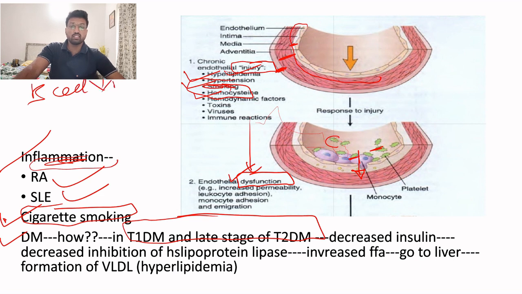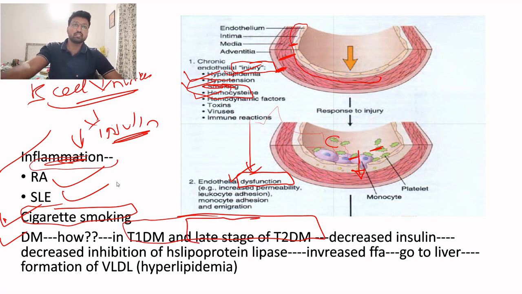So what happens when the beta cells will decrease in number? It will lead to a decrease in the insulin. So initially there is an increase in the insulin, but later on in the late stage of type 2 diabetes, there is a decrease in insulin. In type 1 diabetes, we know there are no beta cells. Since there are no beta cells, there is no insulin. So whenever there is a decrease in the insulin levels, what will happen is that the hormone sensitive lipoprotein lipase will become more active. When it becomes more active, there is an increase in the free fatty acids.